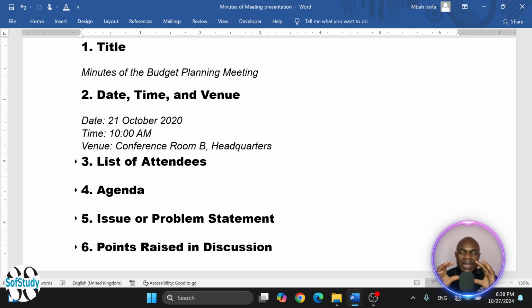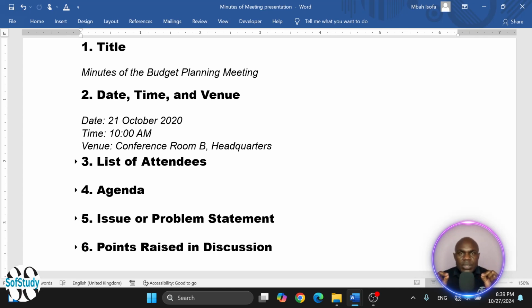Let us state clearly why the meeting was held. Each and every meeting has an objective. There's a reason behind the meeting. What is the reason? State the reason. So you need to include a brief statement of the main issue or problem being addressed, which sets the context for the discussion. So we need to say exactly what prompted the meeting.